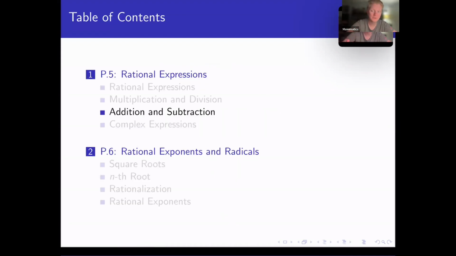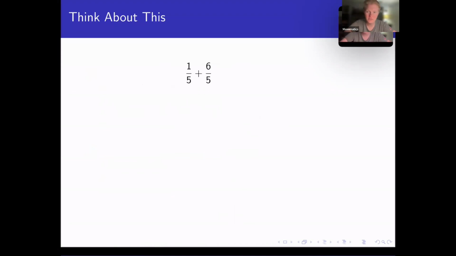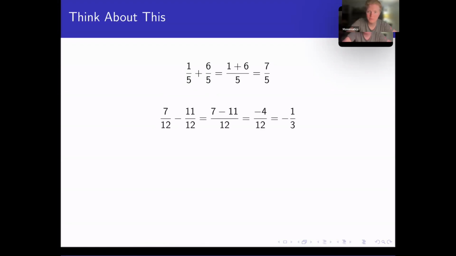Let's now do addition and subtraction. Well, just to very briefly reiterate the quirks to fraction addition and subtraction, let's do some of these. So 1/5 plus 6/5, same denominator, just add the numerators. Same denominators, subtract the numerators. 7 minus 11 is -4. -4 over 12, -1/3.